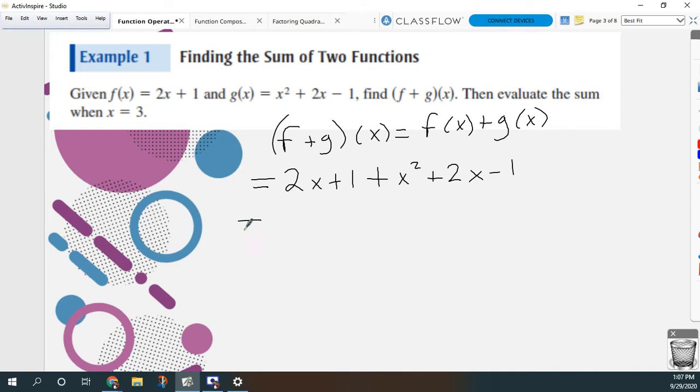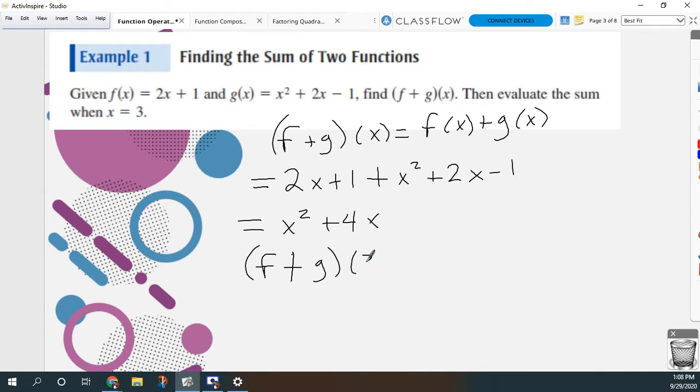And from there, we're just going to combine our like terms. So we have x squared plus 4x, and then our 1 and our negative 1 add to 0. Next, they ask us to evaluate the sum when we have x is 3.